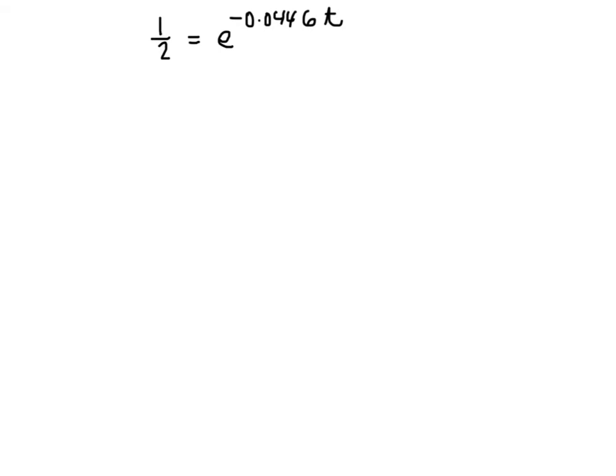So we simplify 50 over 100, we cancel the hundreds, and we end up with 1/2 equals e to the negative 0.0446 t. The way you solve these types of problems is you take the natural log of both sides. So I'm going to take the natural log of 1/2 and the natural log of e to the negative 0.0446 t.